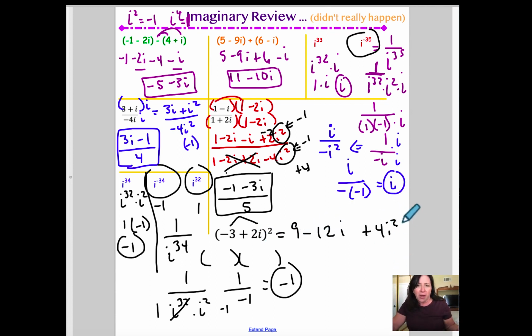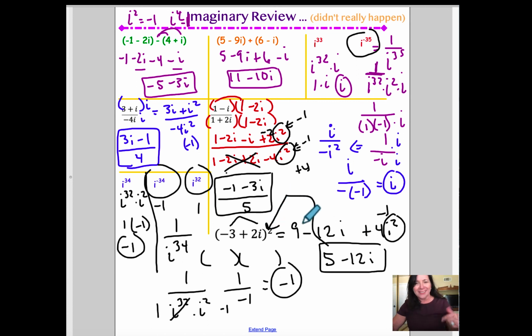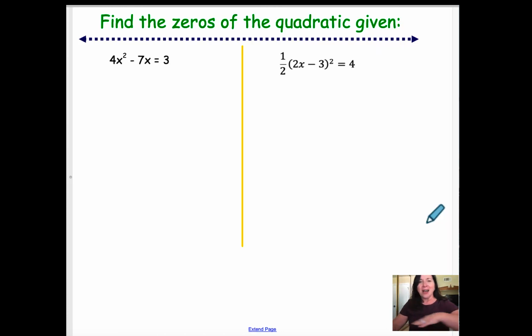And now just simplify. This i squared is negative 1, so this is going to be negative 4. So 9 minus 4 is 5, and then I've got minus 12i, and that's the answer to that right there. Okay. Finding the zeros of the quadratic equation, again, you have to set it equal to 0.